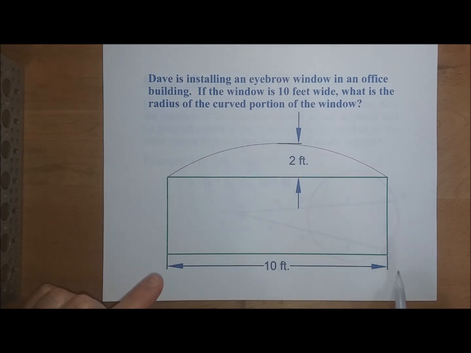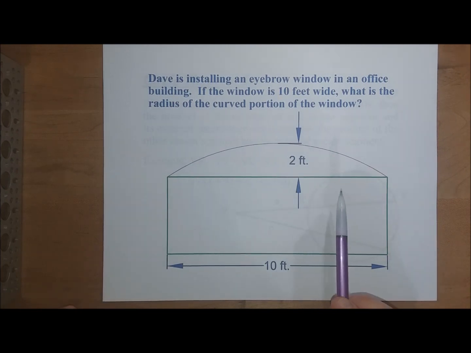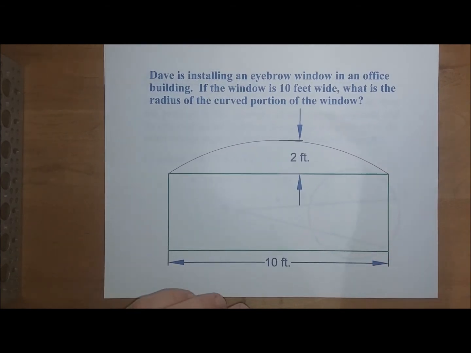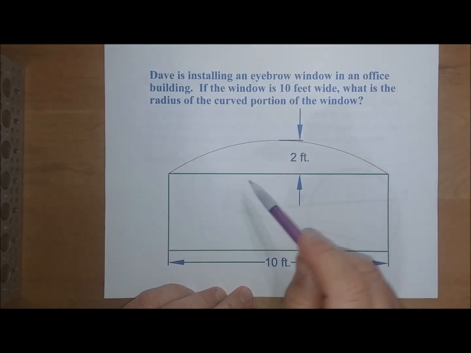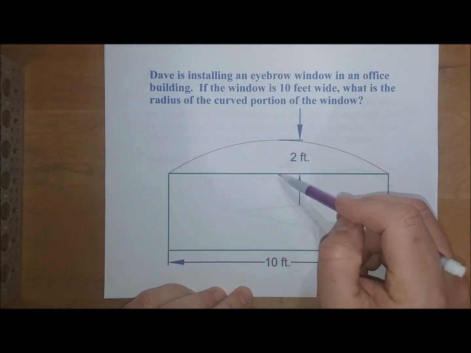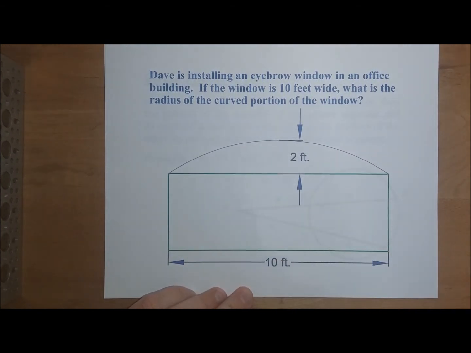If the window is 10 feet wide, what is the radius of the curved portion of the window? Okay, and they're telling us that this maximum distance is 2 feet. The technical term for this is the mid-ordinate, if you wanted to call it that, from here to this straight chord.